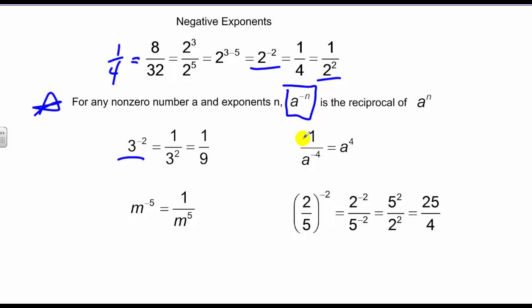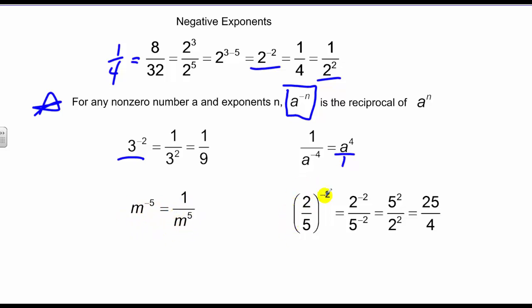Likewise, if I have a reciprocal already, or 1 over a base raised to a negative power, then I take the reciprocal of that. If it's in the denominator, it goes to the numerator and is now raised to the positive power. Again, here's m to the negative 5th. That's the reciprocal of m to the 5th.